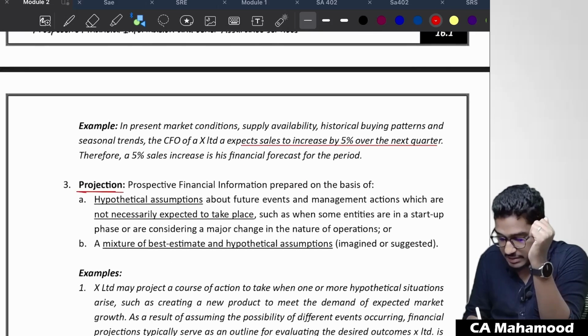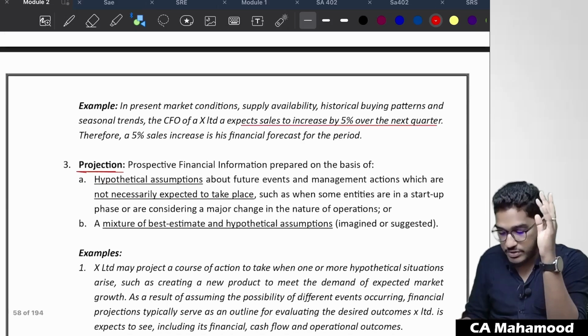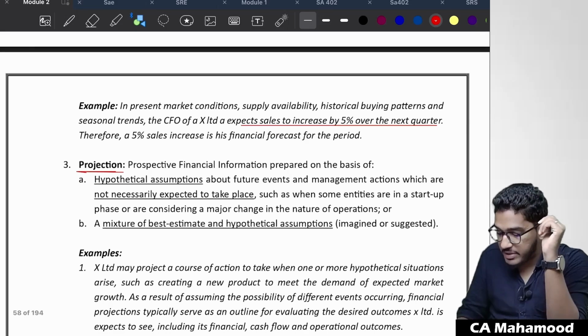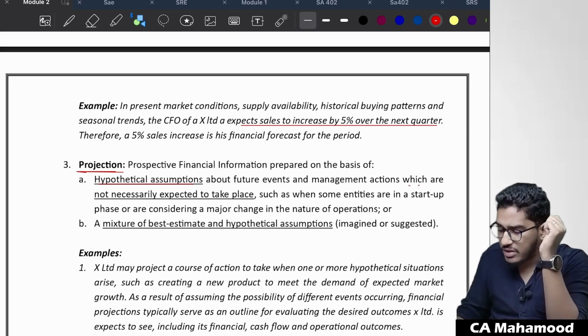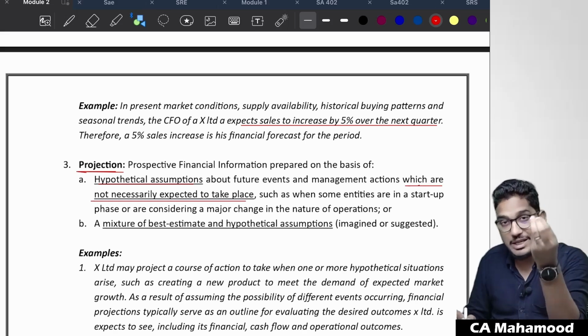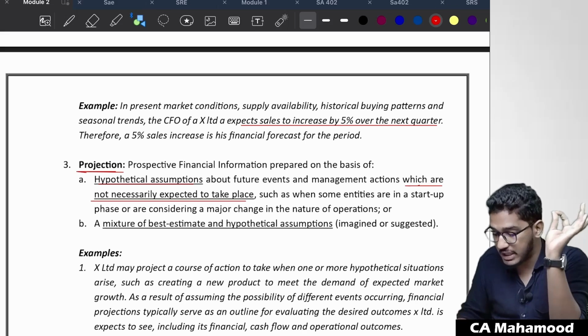Next, projection. Sometimes we prepare prospective financial information in the form of projection also. Now, what is projection? Prospective financial information prepared on the basis of hypothetical assumptions. Hypothetical assumptions are assumptions about future events and management actions which are not necessarily expected to take place. They might not happen. They might happen, they might not happen. So that is what we call hypothetical assumption.